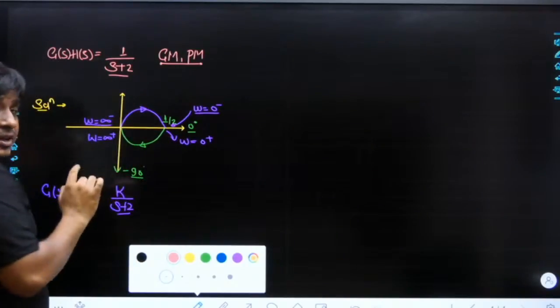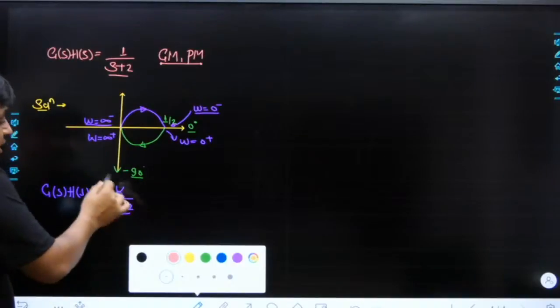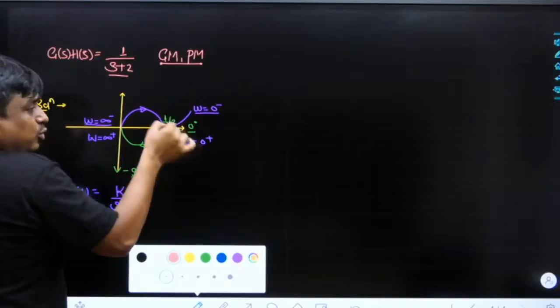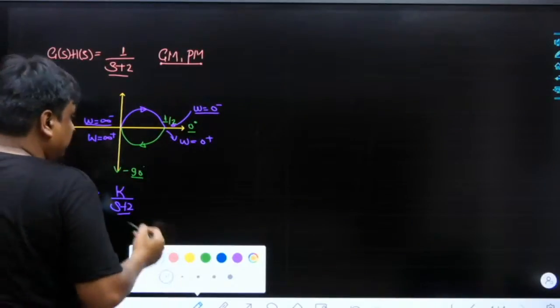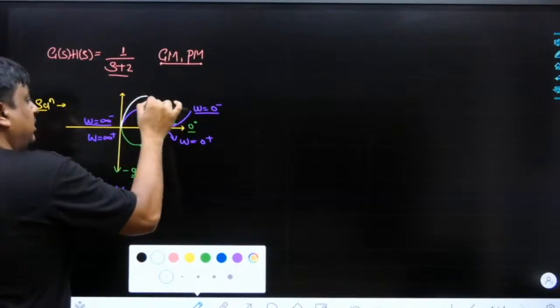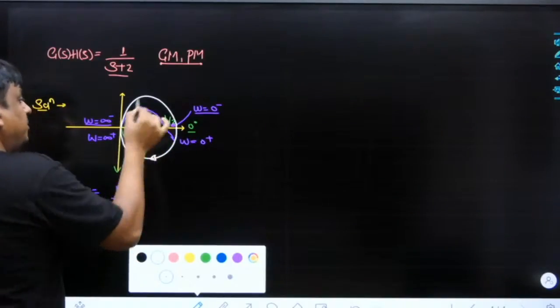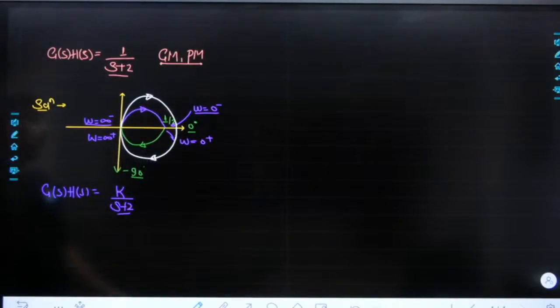Let's take K increased to 2. As K is increased to 2, at omega equals 0 the intersection point would be at 1, but still at 0 degree. It would be sort of like this. Agreed, no? Yes, we can agree on that.